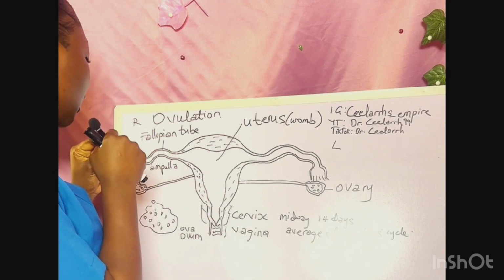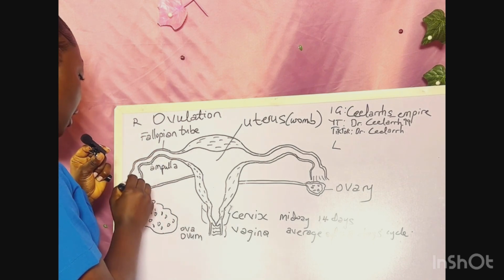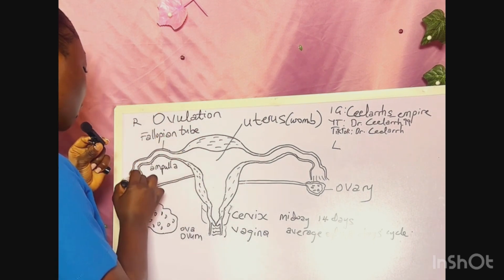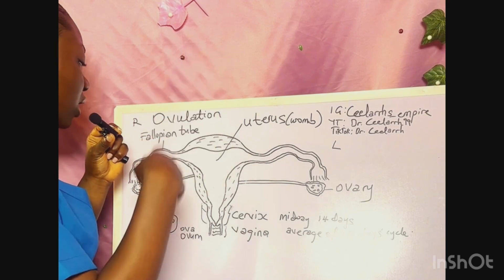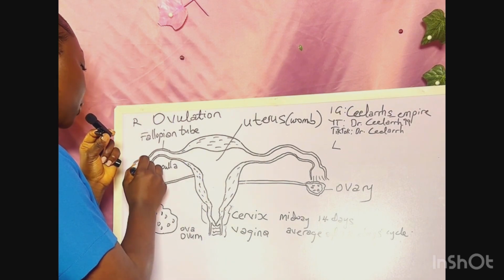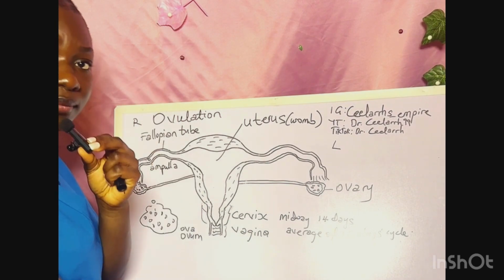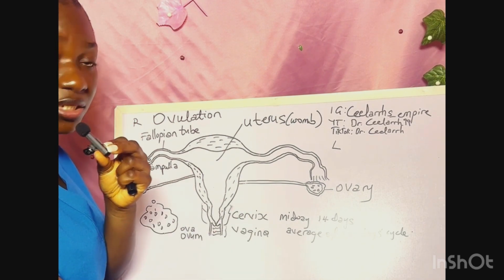Okay, now if this egg is released, as I said, these finger-like structures pick it up. It moves into the fallopian tubes with the hair-like things pushing it upward, and also the muscular activity. It gets to this ampulla. Okay, and then it awaits sperm for fertilization.